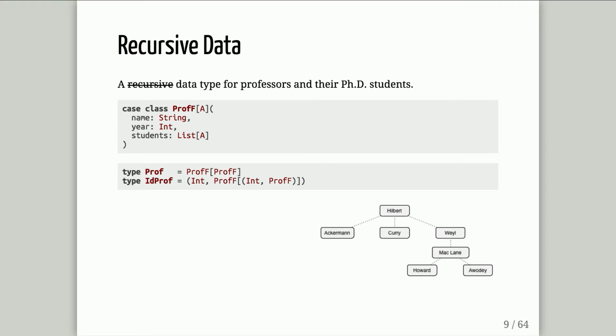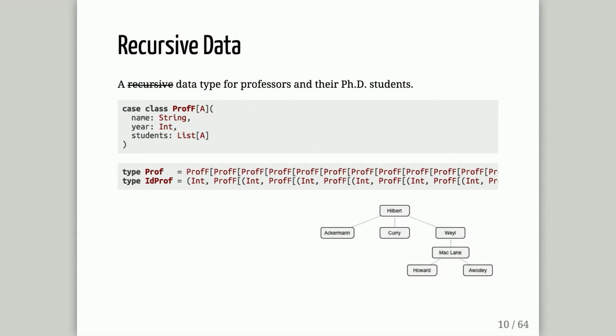Okay. All right. So now our data structure is no longer recursive. A prof, and I've renamed it profF just to distinguish it from our original prof data type. And the students, the children, are a list of anything at all. Okay. So now what we can try to do is say, okay, well, our prof type is a profF whose children are also profFs. Okay, and the ID prof is a pair of an int and a profF whose children are pairs of int and profF. And what is the problem with that?